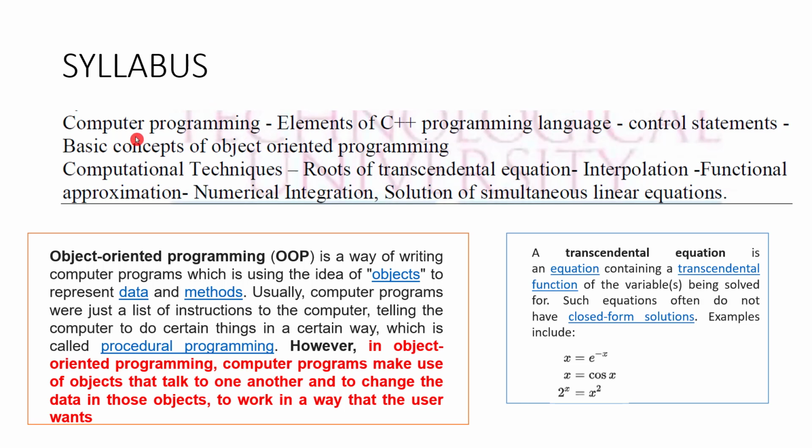The summarized syllabus includes the basics of computer programming, what the elements of C++, which is a programming language, are, what the various control statements used in the C++ programming language are, and then the basic concepts of object oriented programming. C++ is an object oriented programming language. So this comprises the first four modules.